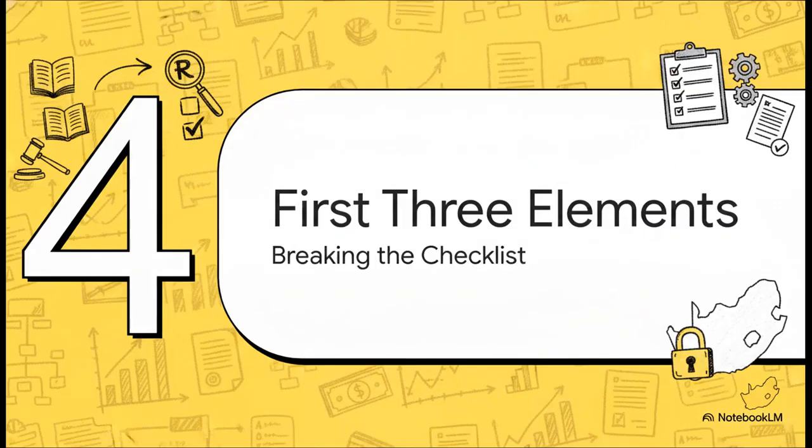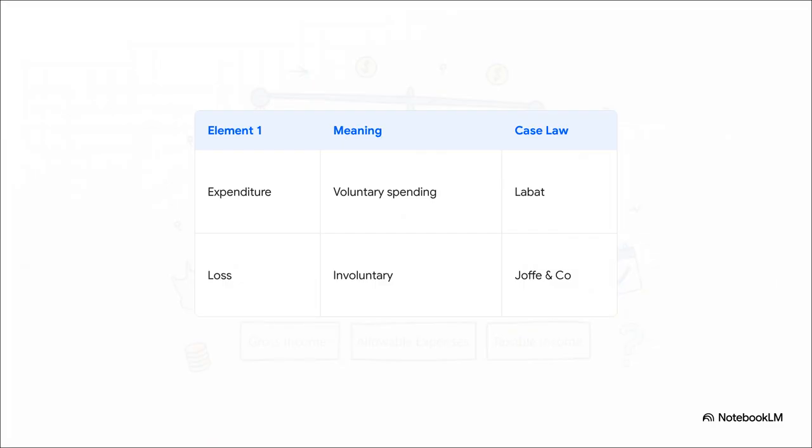Let's zoom in and break down the first 3 elements of that checklist. Okay, let's look at the granular case law you need to secure your application marks. Element 1 requires there to be expenditure and losses. But what does that actually mean legally?